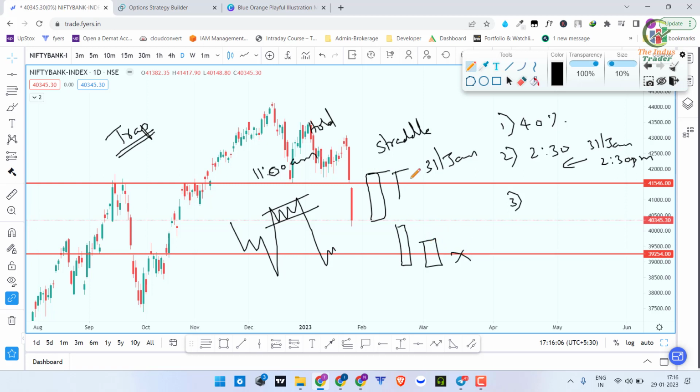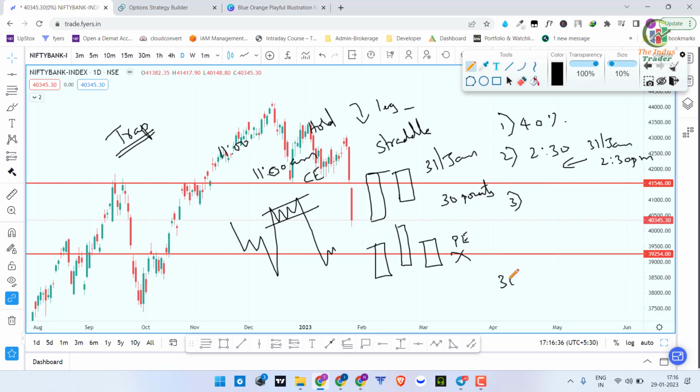Let's say the market gave an upside move out of our range, then after 11 a.m. we will exit the PE. If the market gave a breakdown, then we will exit the CE. So after 11 a.m., when we get one direction, you have to exit the opposite leg so that you have only one leg, and you have to trail that leg with a 30 point stop loss distance.